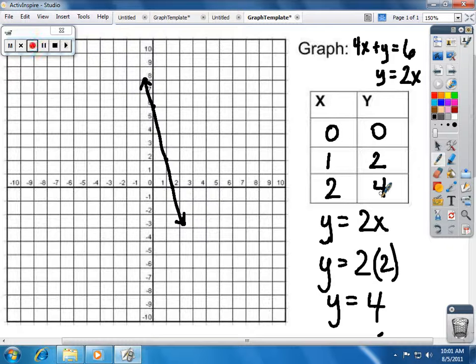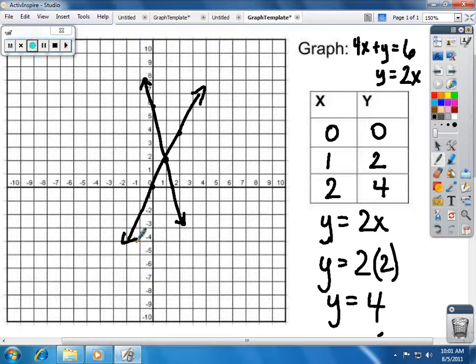So if I was to graph this equation, I have a point at 0, 0. I have a point at 1, 2. I have a point at 2, 4. So my other line comes up like this.